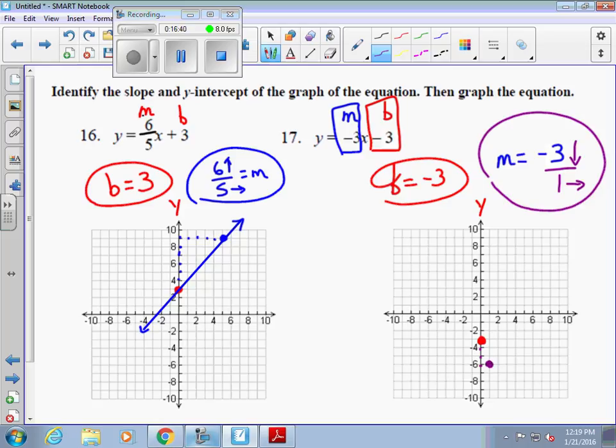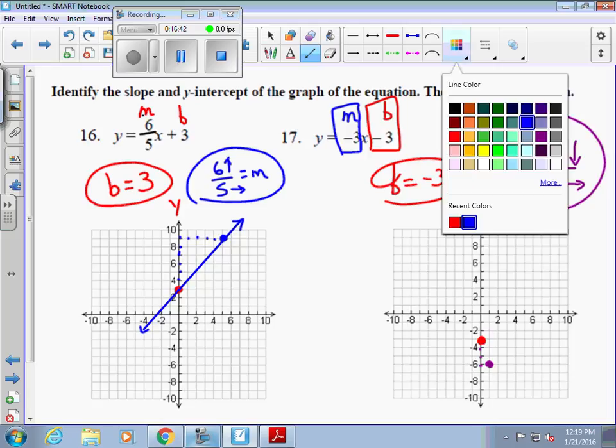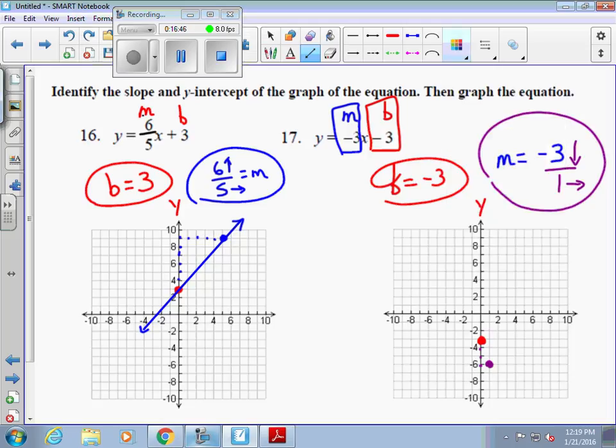We have 2 points. You only need 2 points to draw an equation. Remember when we did equations where we were plugging values in, we did more than 2 where we can see any errors. But these are considered quick graphs right here where we can draw them this way. And the equation will look like that.